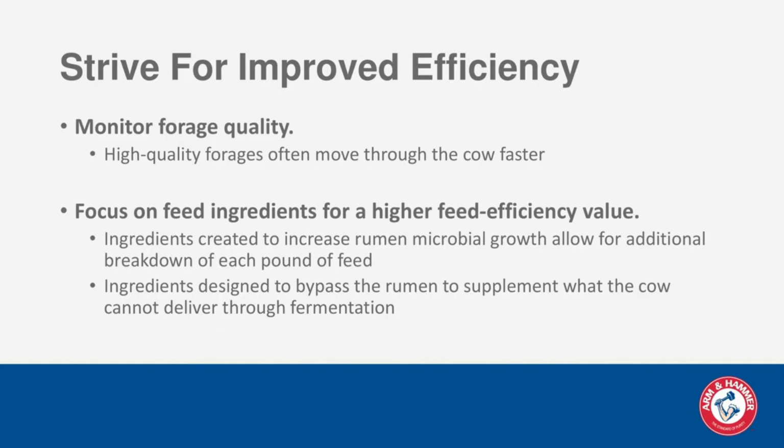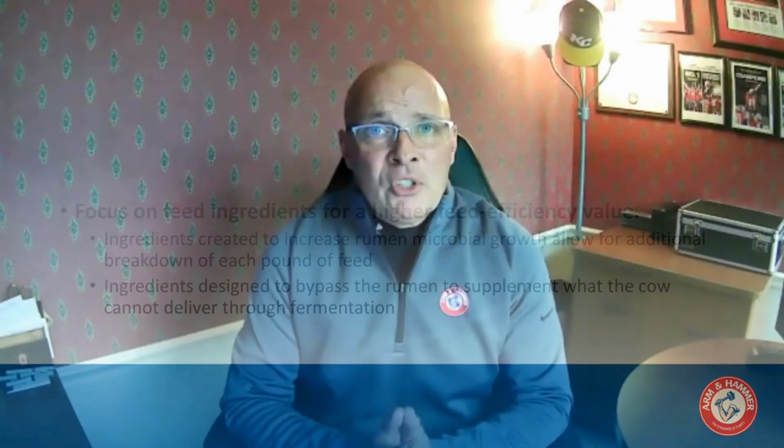There's two primary buckets of feed efficiency type products or components in a ration. Those ingredients that would increase rumen microbial growth, they allow for additional breakdown of each pound of feed. So if we have components in the diet that would increase microbial growth, we would most likely get better use of our feeds and have a better feed efficiency opportunity.